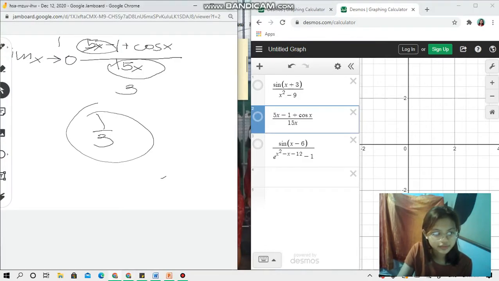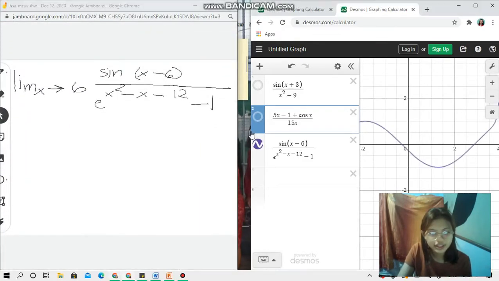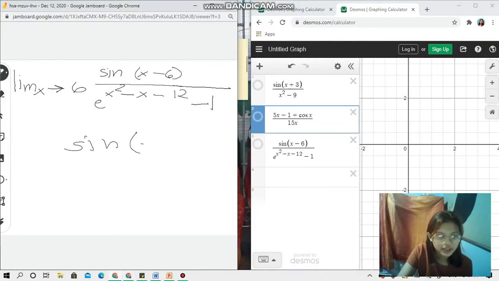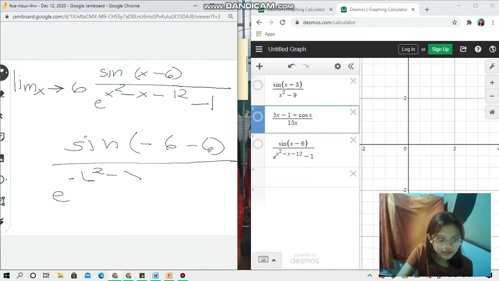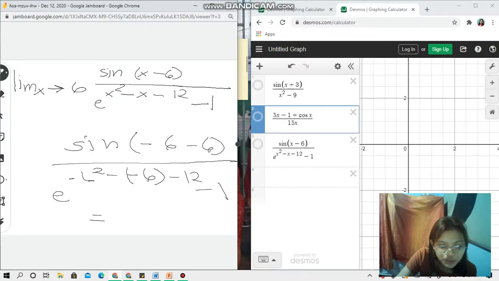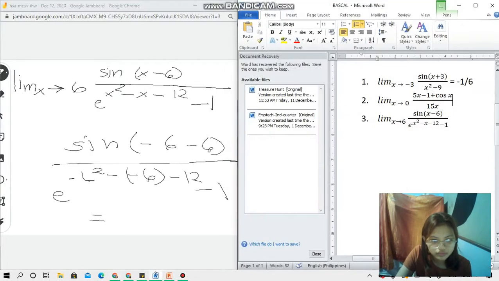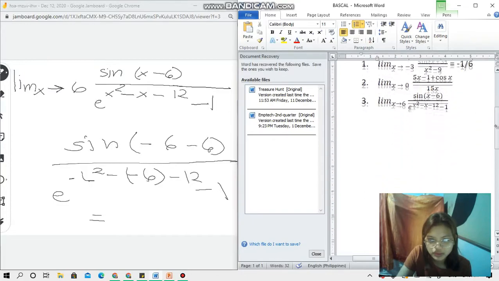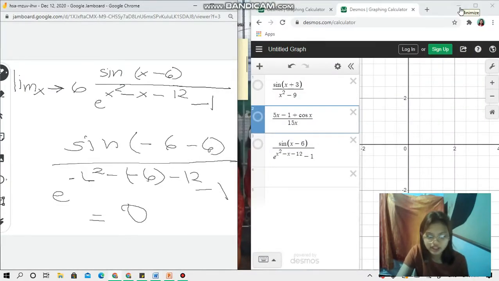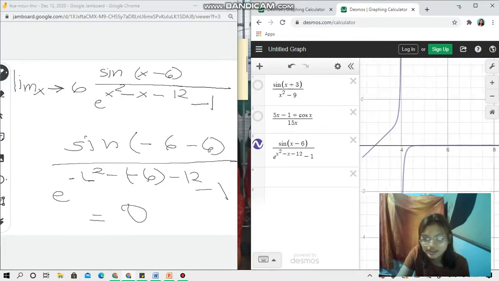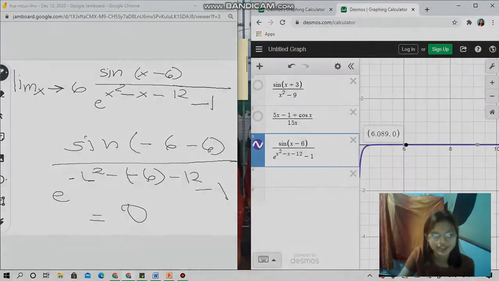Then on our third example, we can simply use substitution. So sine 6 squared minus, if you calculate it, it equals 0. So let's check it on decimals. So the sine 6 will be 0. So we got the correct answer. That's all for special limits.